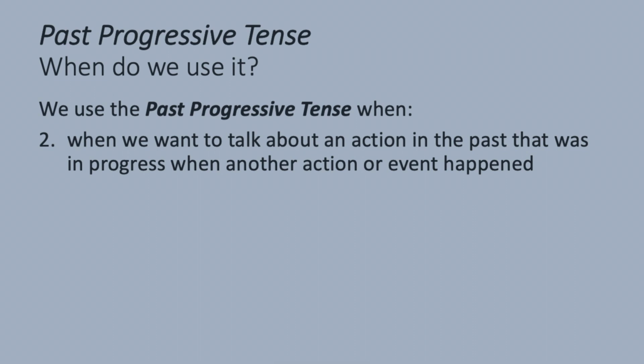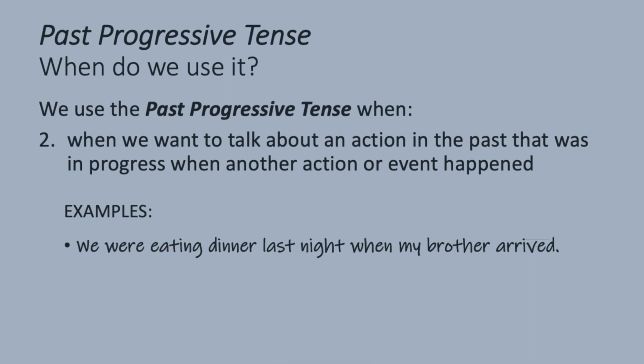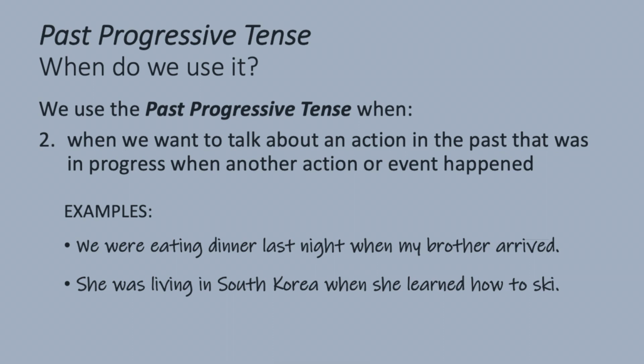Second, we use the past progressive to talk about an action in the past that was in progress when another action or event happened. And the examples for these are, we were eating dinner last night when my brother arrived. And she was living in South Korea when she learned how to ski.